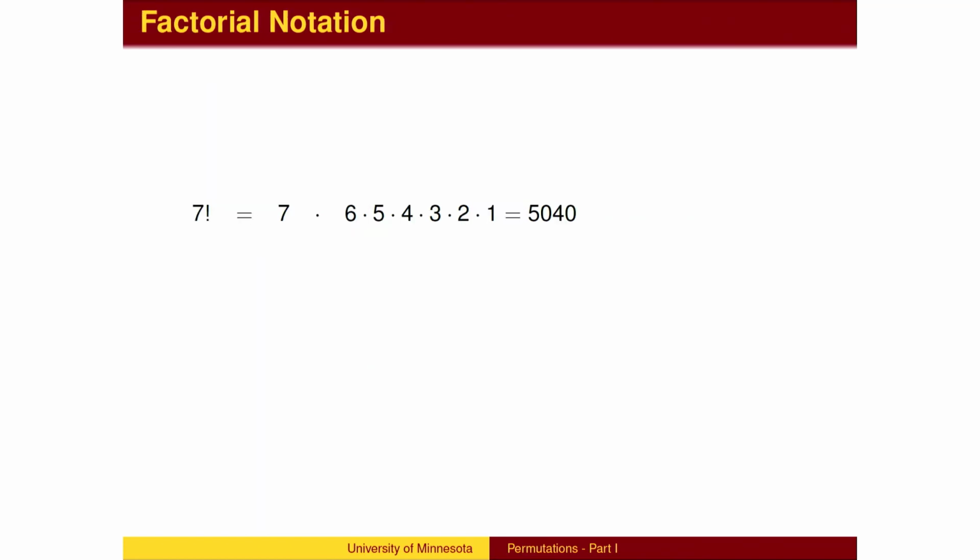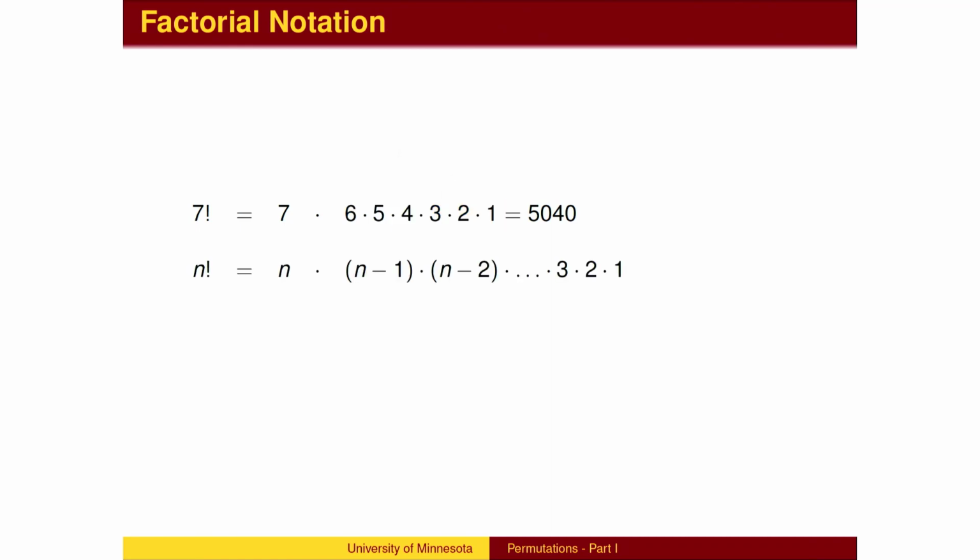Since this process will be used often, it'll be useful to have a shortcut notation. This notation is called factorial notation. 7 followed by an exclamation point is read 7 factorial. It is 7 times 6 times 5 times 4 times 3 times 2 times 1. You may notice that it is also 7 times 6 factorial.